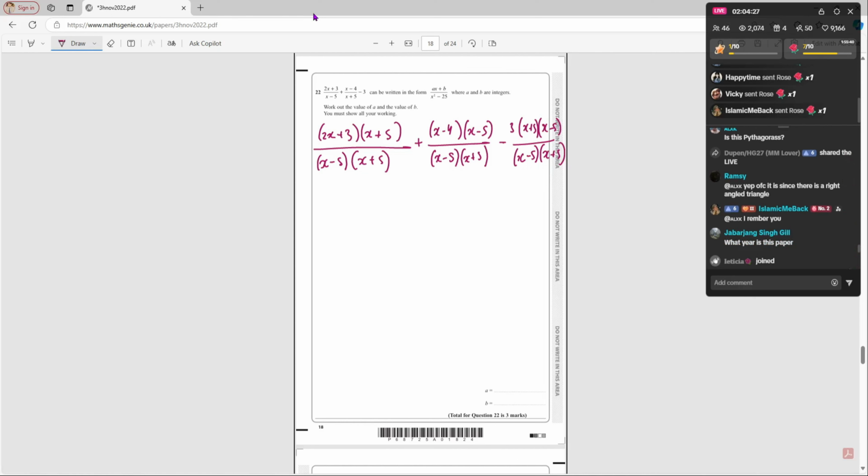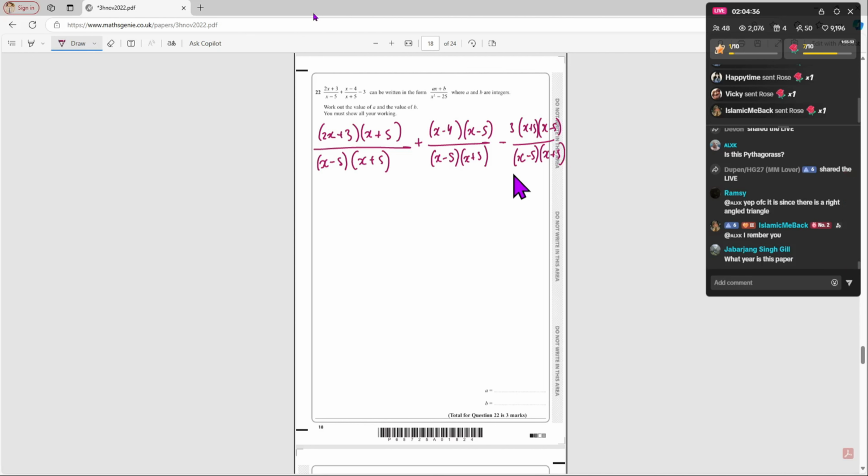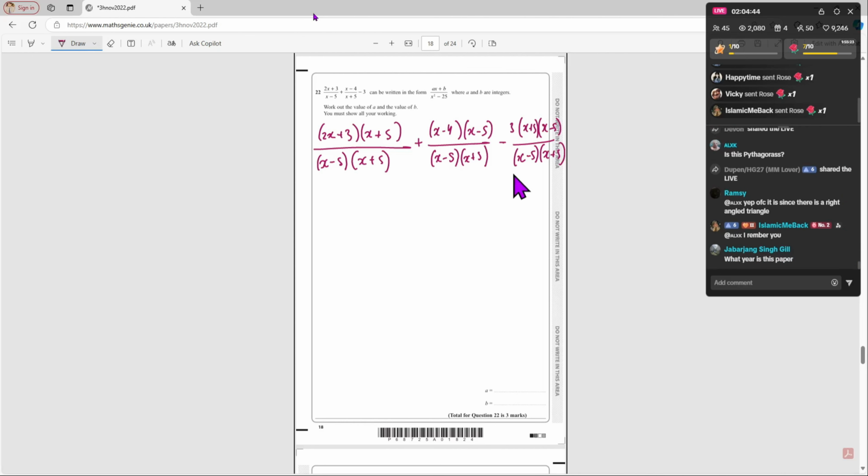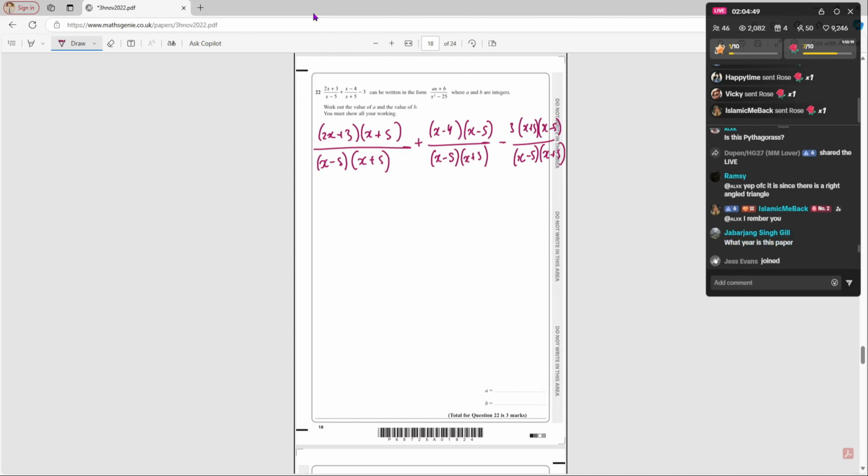We made all the fractions have a common denominator, and that common denominator is x minus 5 and then x plus 5. Okay? So give a thumbs up in the chat if you understand at this point. At this specific point, do you understand what I'm doing? Because when I finish the question, there's going to be some people that do not understand.